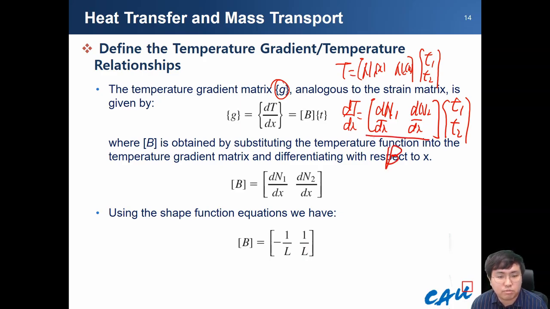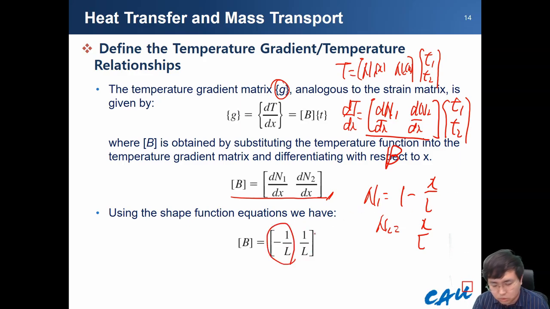B is obtained by substituting the temperature function into the temperature gradient, like this. We already know that N1 is 1 minus x over L, and N2 is x over L. So the derivative with respect to x is minus 1 over L for the first element, and the second element is 1 over L.